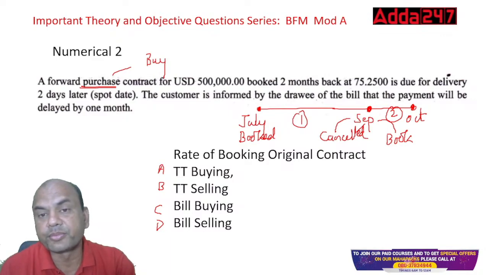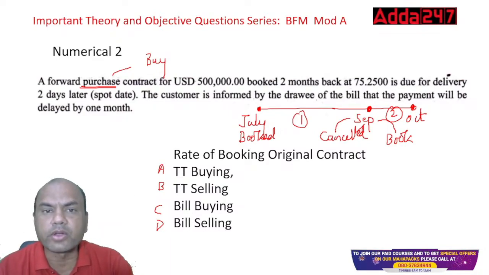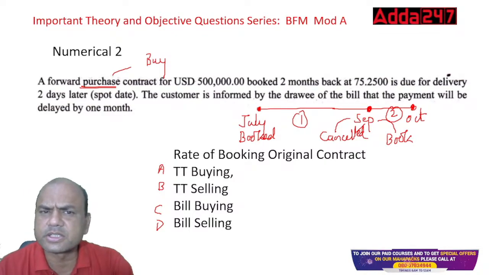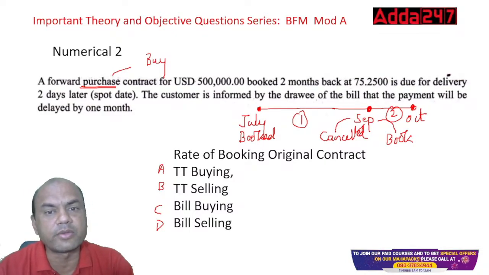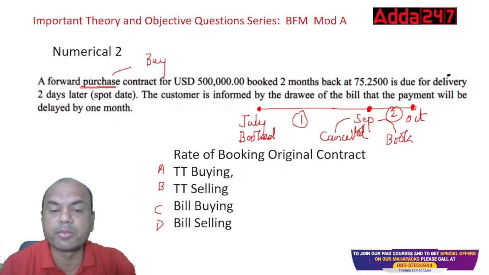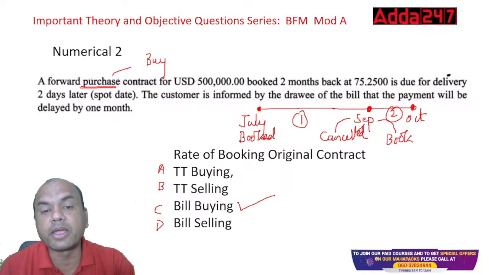Which one? Just now I told you in the first numerical, whenever you are booking a forward contract, which rate will you always use, bill rate or TT rate? Just go to that part of the video again. You will be taking bill rate. So the answer will be bill buying. The original contract was booked at bill buying rate. Remember this: this bill buying rate is 75.25.